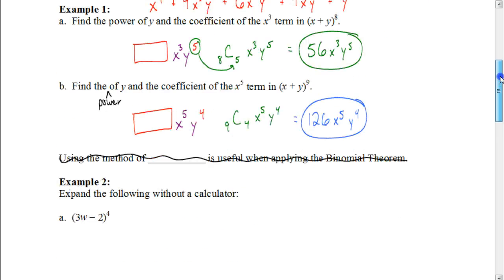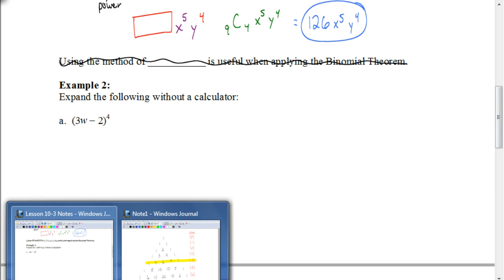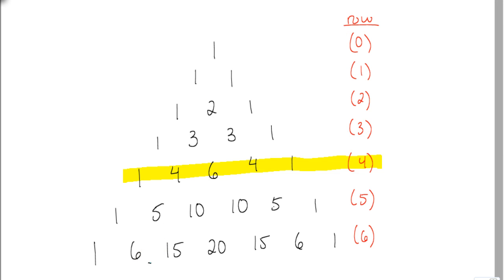Now let's look at how we can use that first example that we were looking at earlier in the binomial theorem to expand this, 3w minus 2 to the fourth power. Now remember, I can save myself a lot of work by looking at Pascal's triangle. Again, we're dealing with the fourth power, so we're going to be working with row 4. So I know my coefficients are going to be 1, 4, 6, 4, and 1.